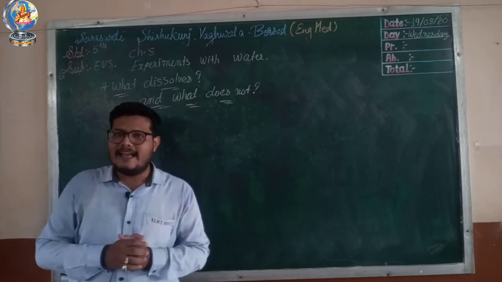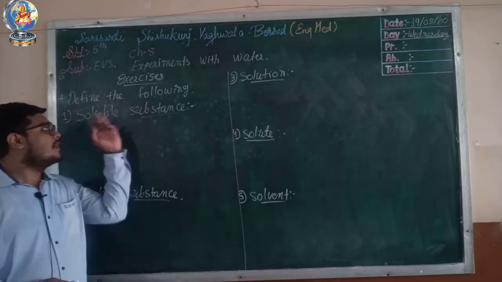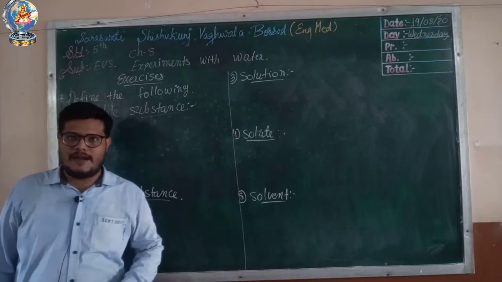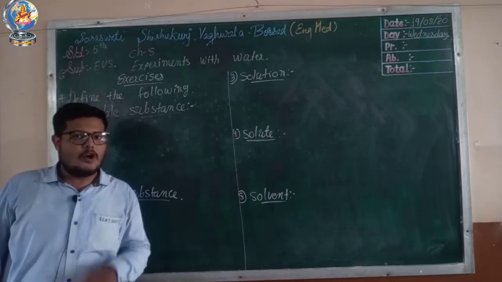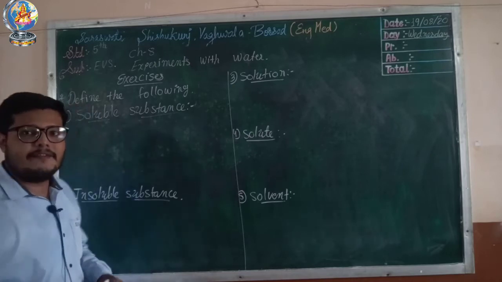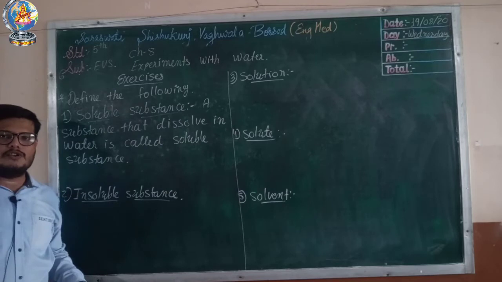Let's see exercise based on today's topics. So let's start today's exercise. First one, define the following. In that first definition is soluble substance, right? A substance that dissolves in water is known as soluble substance, right? So let's see definition. A substance that dissolves in water is called soluble substance.